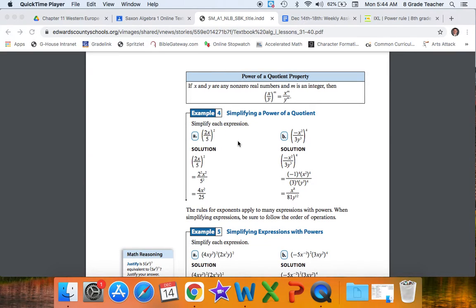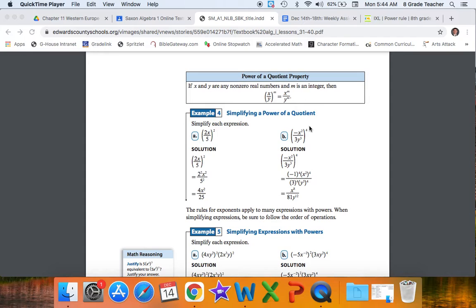Here in example 4, you've got an example of (2x squared) to the fifth. The 2 goes to the 2x squared, which gives you 2 squared and x squared. 2 times 2 is 4, so you get 4, and then x squared would be x squared, 4x squared. The 5 also goes to the 2, which is 2 to the fifth, 25.